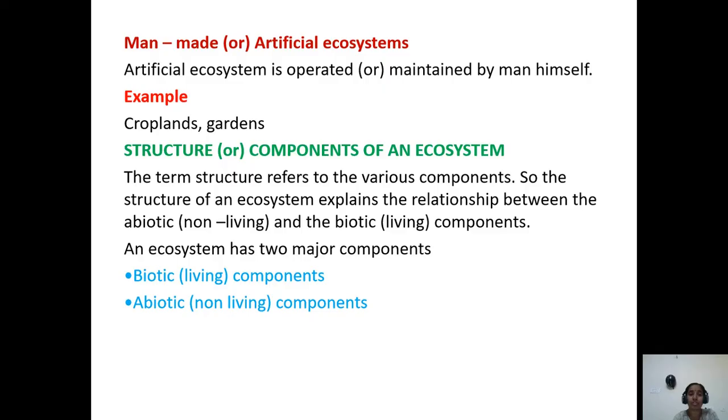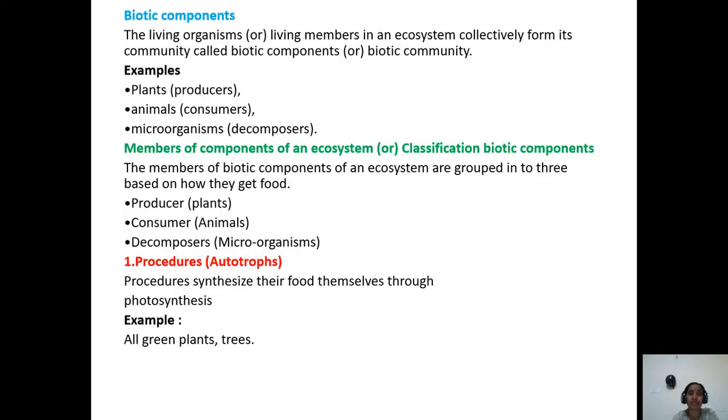And next, the important topic is the structure or components of an ecosystem. In this structure, we study the biotic and abiotic components of the ecosystem. First of all, biotic components: three varieties are there. The first is the producer, the second is the consumer, the third is the decomposer. First coming to the producer. Producers are nothing but self-nourishing organisms that give food.